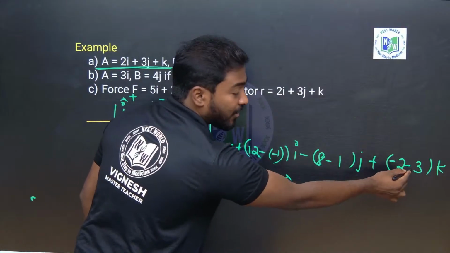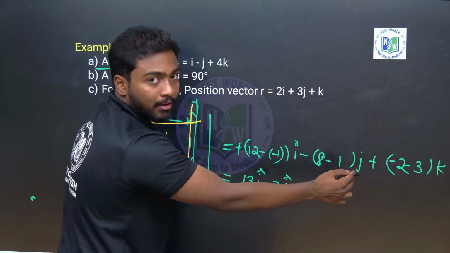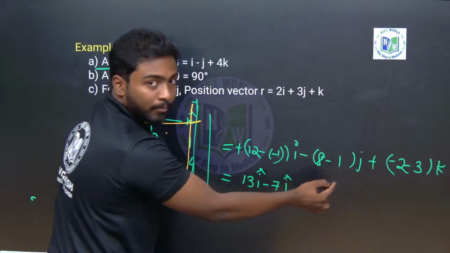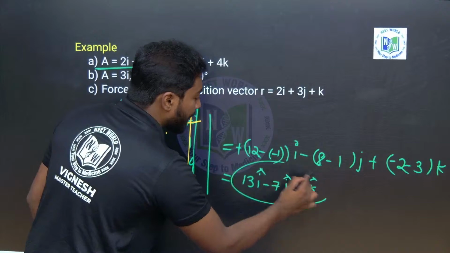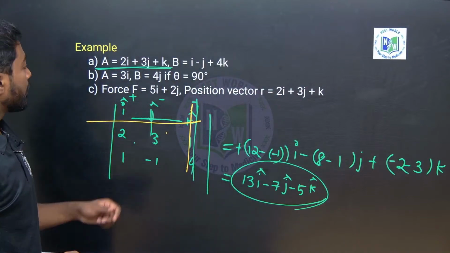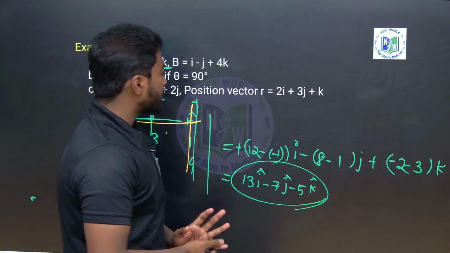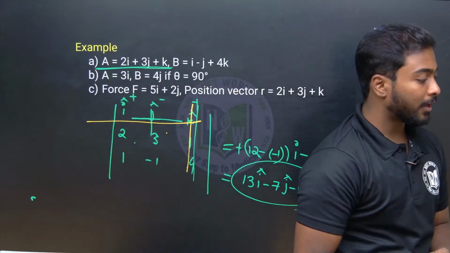Now minus 2, minus 5, minus 3. It will be minus 5. So minus of plus will be minus. So minus 5 k cap. So this is the answer for my first question. Understood? For the second question and third question, can you give the answer? Yes, you can try and give the answer.